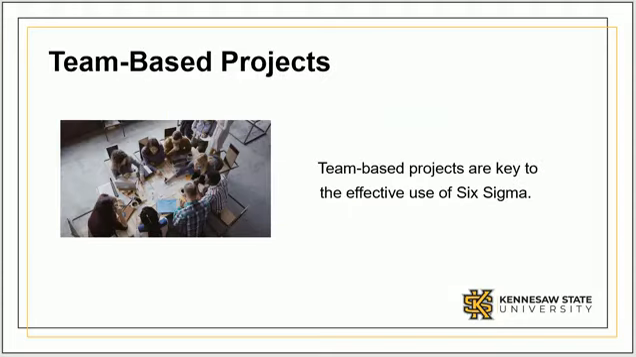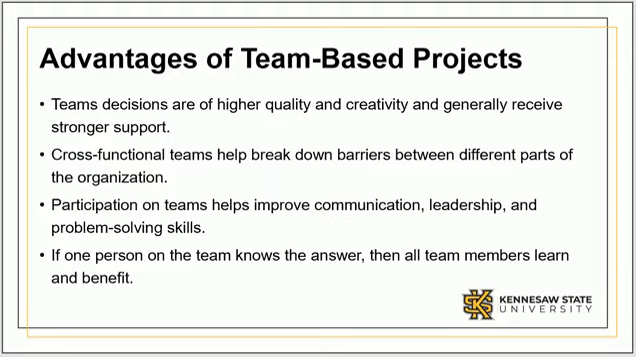The most effective way to improve quality and process performance is through the use of cross-functional, multi-level teams tasked with specific improvement goals. Team-based projects are therefore key to the effective use of Six Sigma. There are many reasons that team-based projects are more effective at problem-solving than individuals working alone.